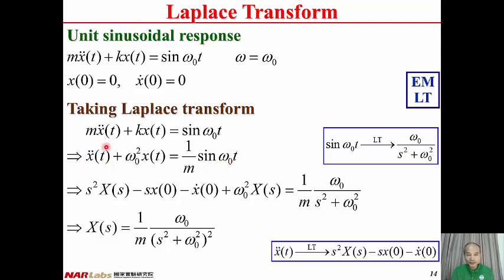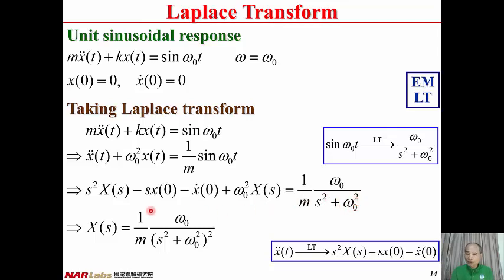The Laplace transform of second derivative equal to s squared times xs minus s times x of 0 minus x dot of 0 plus omega 0 squared xt, the Laplace transform of xt equal to xs. And then we move to the right hand side of the equation. The Laplace transform of sine omega 0 t from this formula equal to omega 0 divided by s squared plus omega 0 squared.